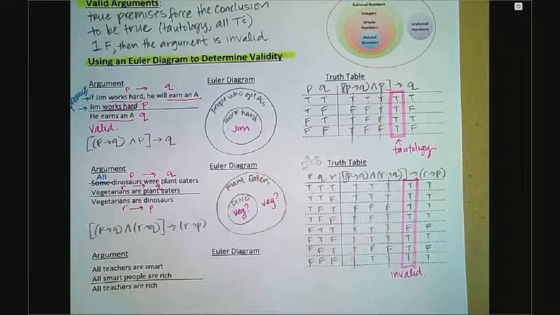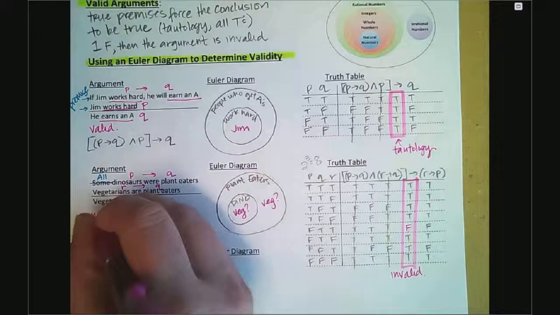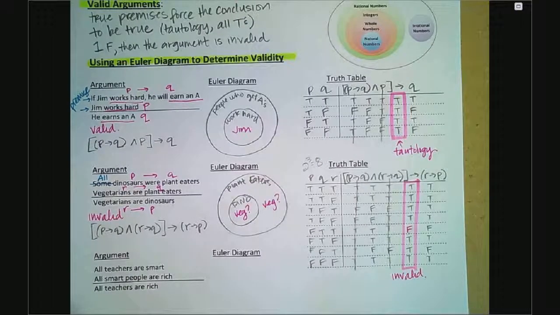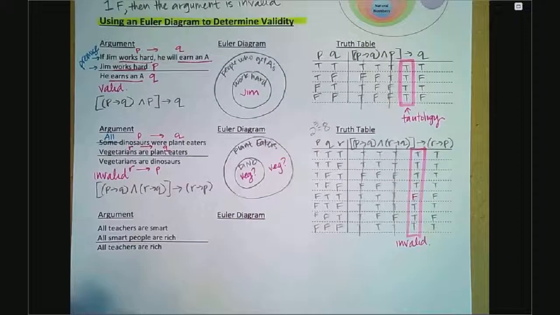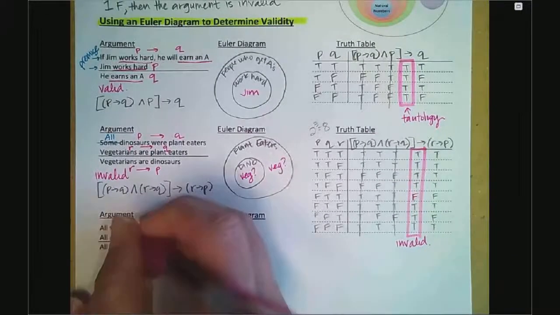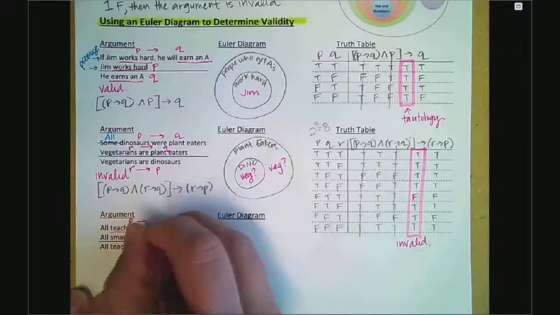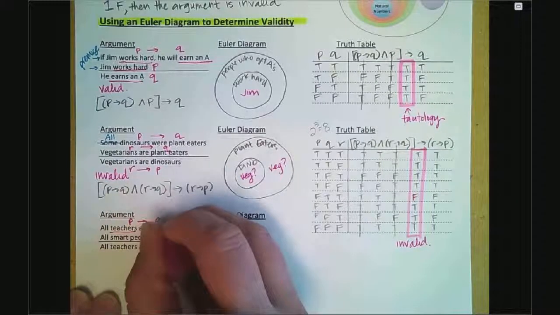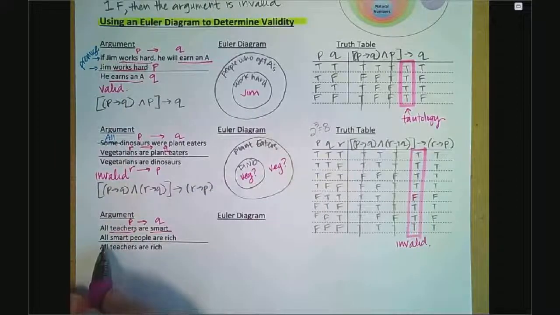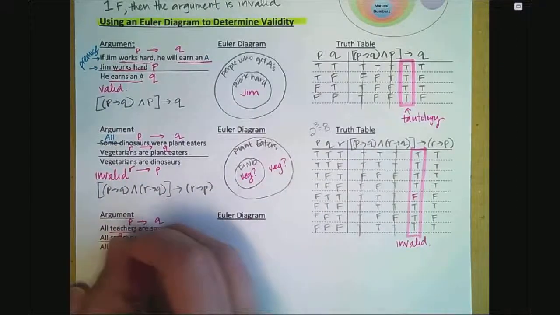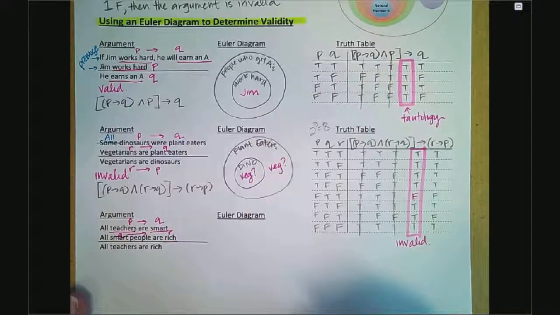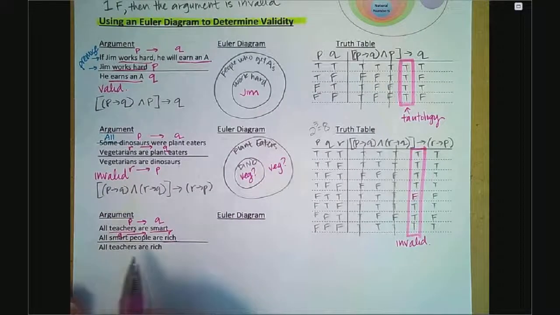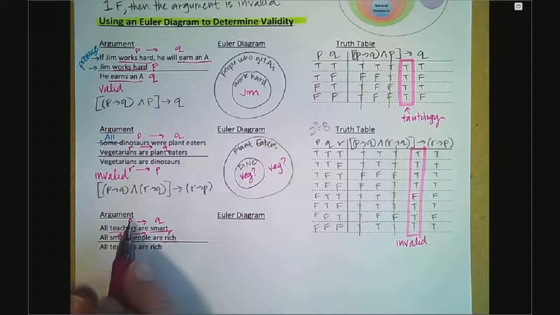Let's look at this last example. All teachers are smart. I read that as if you're a teacher, P, then you're smart, Q. All smart people are rich. Smart, we have Q implies rich is R. That sure doesn't look very good, does it? All teachers are rich. Teachers are P. We're going to call rich R.